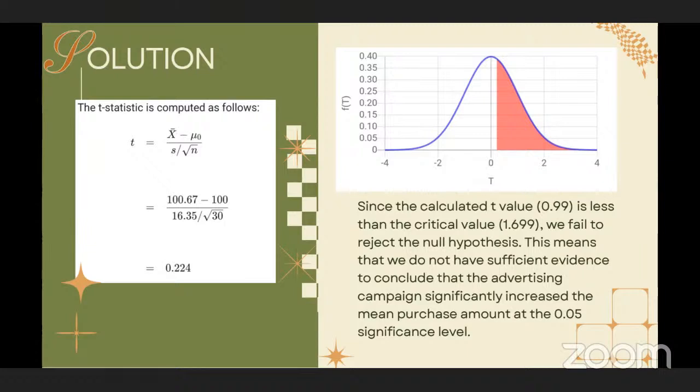The graphic shows below that the calculated t value is 0.224, which is less than the critical value of 1.699. So we fail to reject the null hypothesis, and this means that we do not have sufficient evidence to conclude that the advertising campaign significantly increased the mean purchase amount at the 0.05 significance level.